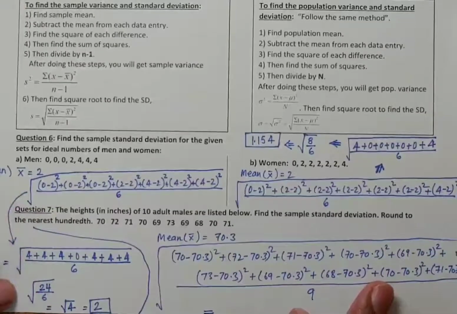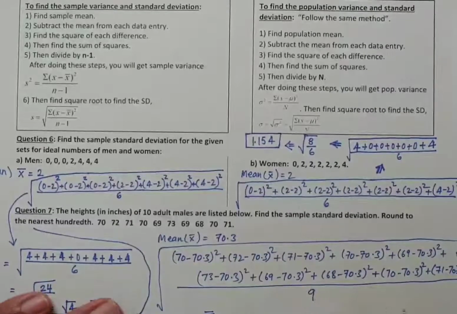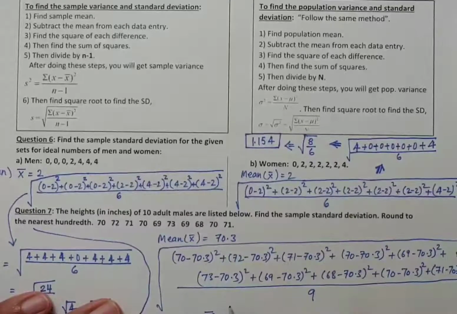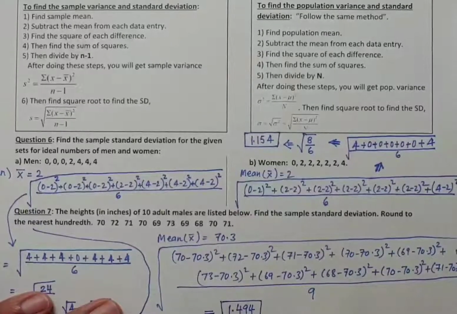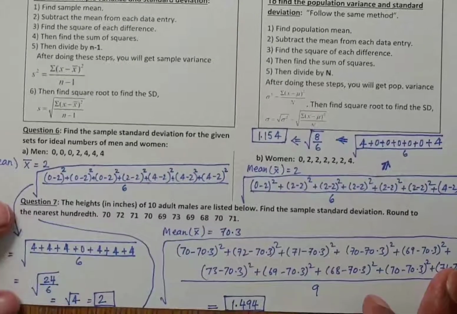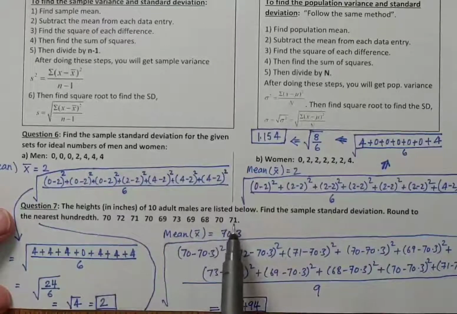When you do this, it takes time to calculate, but when you calculate this, you will get the final answer: 1.494. Be careful when you simplify, and you will get this answer. So this is the standard deviation of this data.